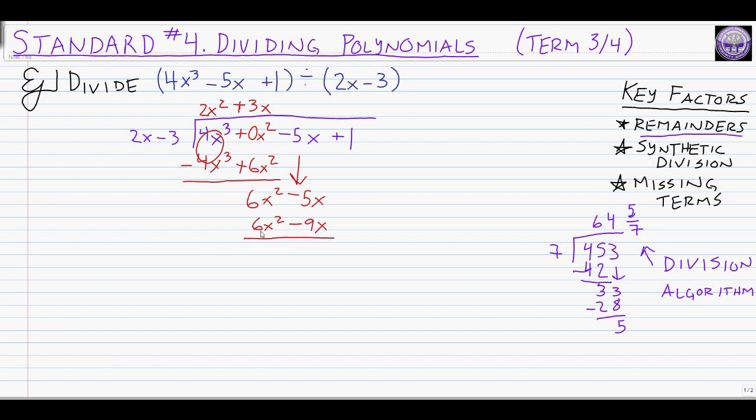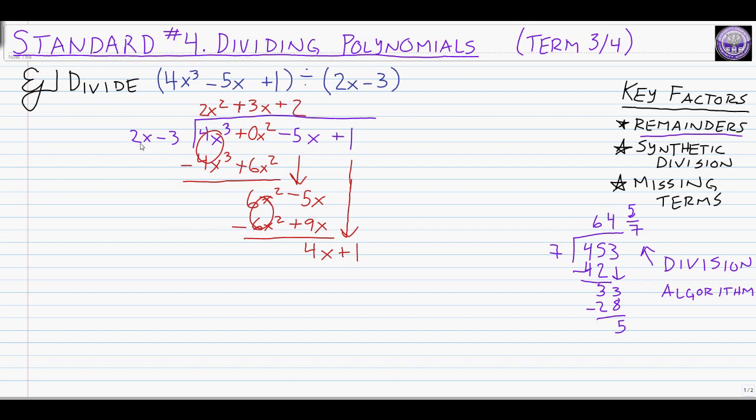Once again, draw the line, change the signs. We'll get a 0 right here. Negative 5x plus 9x is 4x. Carry down the next term. So we'll have 4x plus 1, and finally we go to our last little piece here. How many times does 2x go into 4x? Well, since it still goes in, we can answer that question. The answer is going to be positive 2.